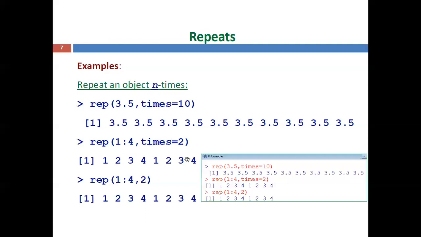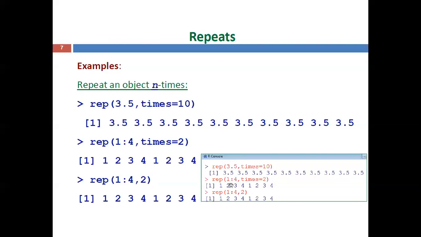The same command can be written as rep of 1:4, comma 2. By default, the first argument is separated by a comma from the second argument. The second argument is times, the number of times. The first argument is data. So the output of this one is the same as the previous one. Whenever you run these, these are the outputs displayed. This screen shows the output after execution in our software.